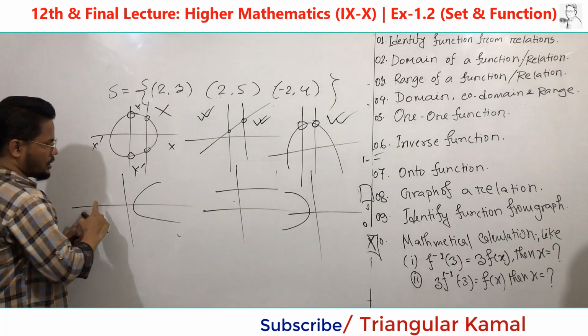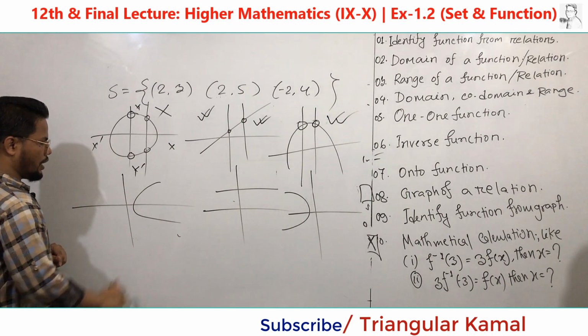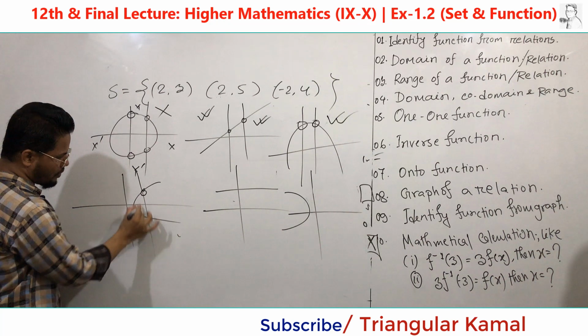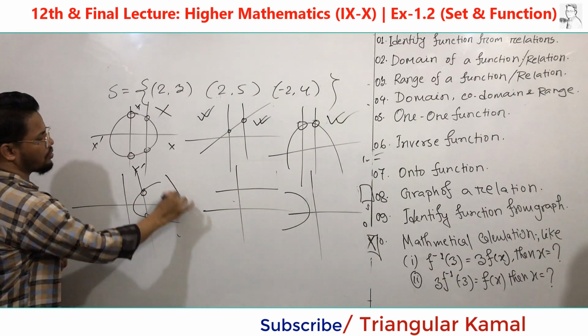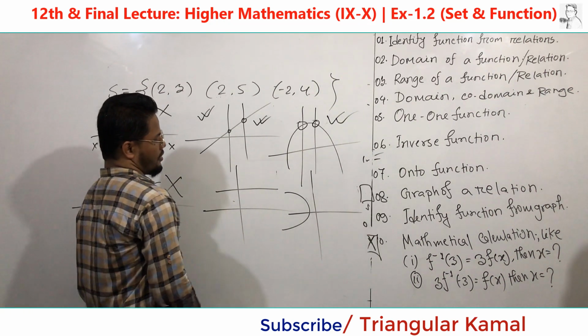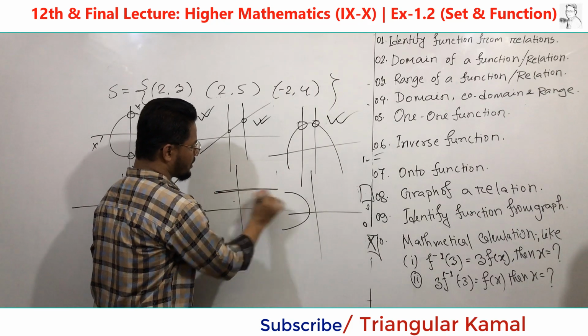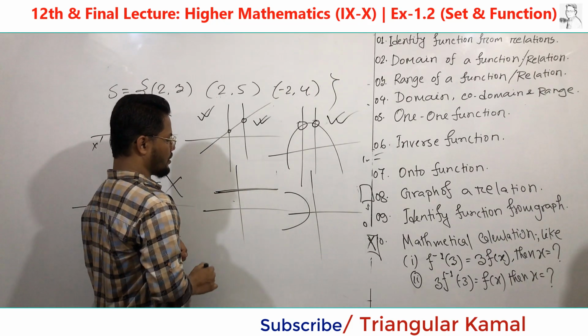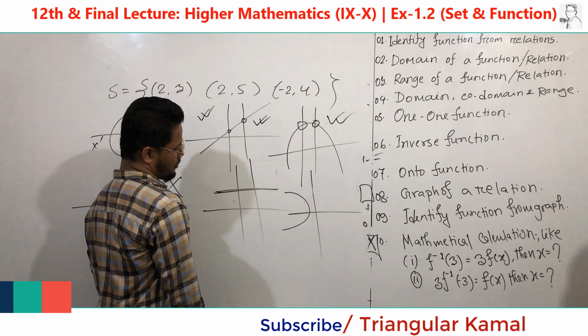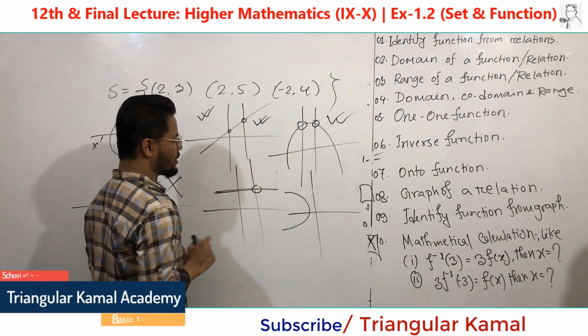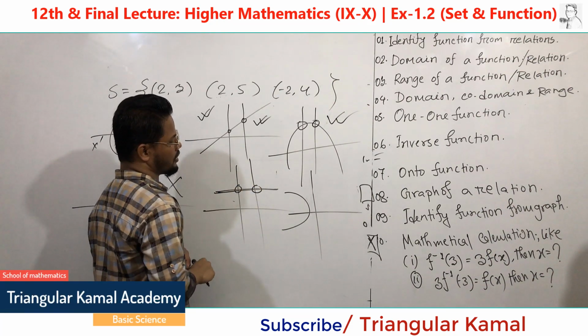But we see here that this is the right side of the x-axis, and if you draw a parallel line of y-axis, how many intersecting points? 2. This one will not be a function. The relation is parallel to the x-axis, and if you draw a parallel line of y-axis, you will get only 1 intersecting point, and there is also only 1 intersecting point.